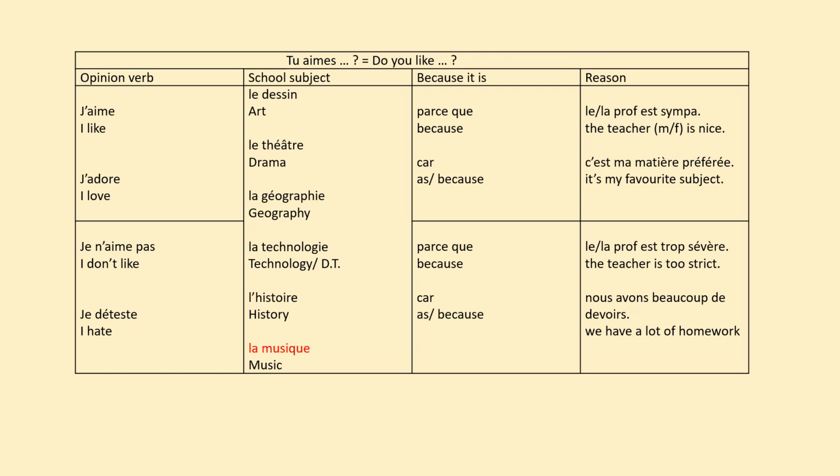Écoutez et répétez. La musique. La musique. So the U is an U sound, like an OO in English. Très bien. Here I've highlighted two words. EST is pronounced A, like AY, and sympa, SYMPA, sympa. So, écoutez, répétez, et sympa. And again, et sympa. Très bien.